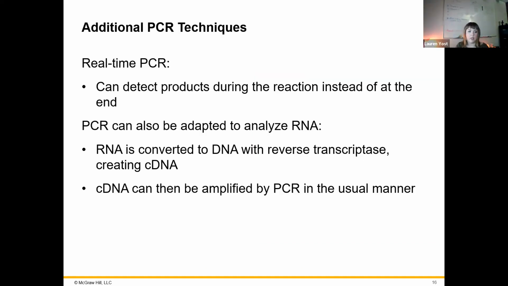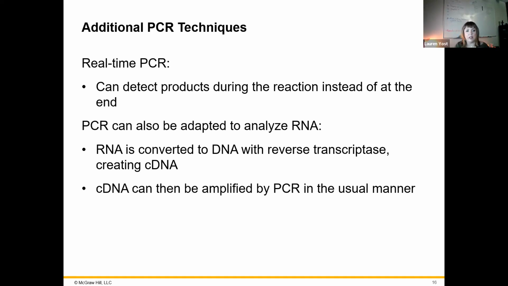So real-time PCR is a procedure that allows us to detect products while they're being made, instead of waiting until the end to see when it's done. A lot of times these will release some sort of fluorescent color as we're using specific nucleotides. And so you can actually measure the progress of that while it's happening. So that's real-time PCR, or RT-PCR.